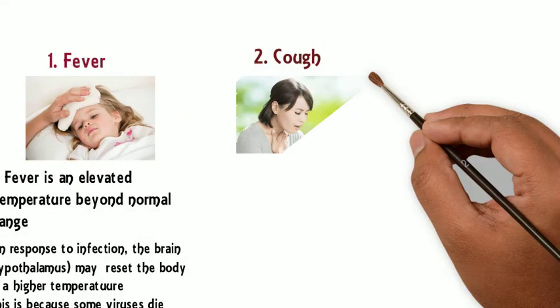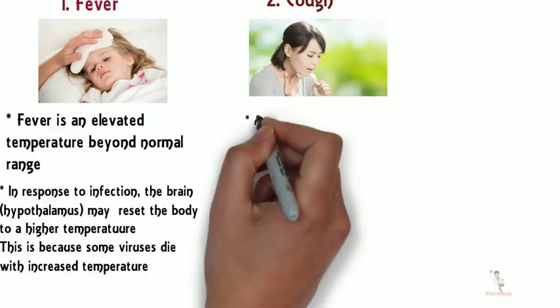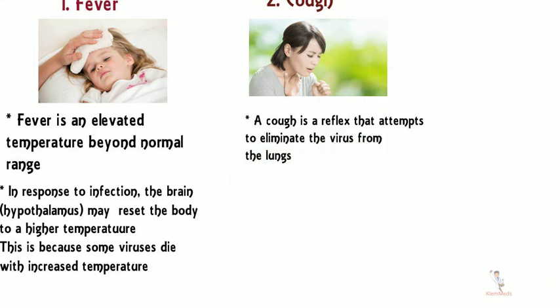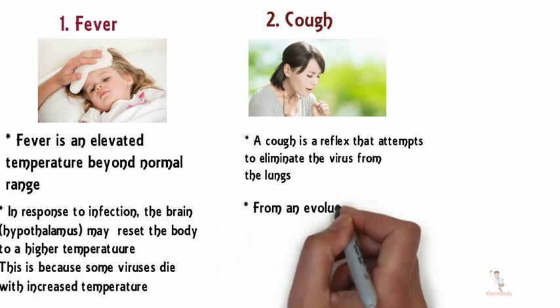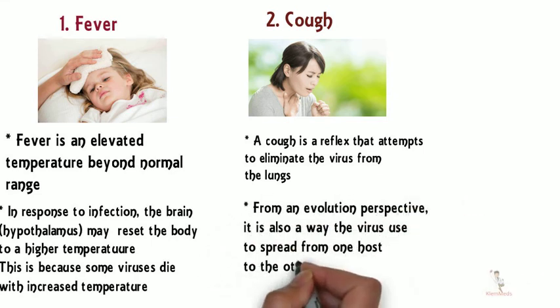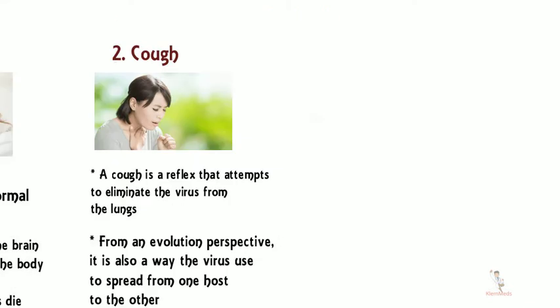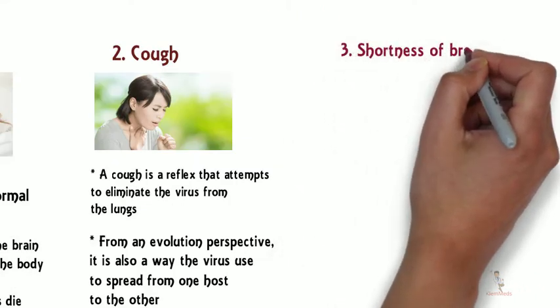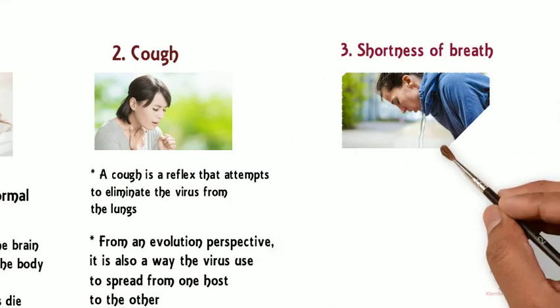So the second one is cough. Cough is a reflex that attempts to expel the content of the lungs. So when the virus invades the lungs, the body tries to remove it through coughing. But again, from an evolutionary perspective, coughing is a way the virus spreads from one host to the other. So the coronavirus is still in the system because the virus was able to jump from one host to the other.